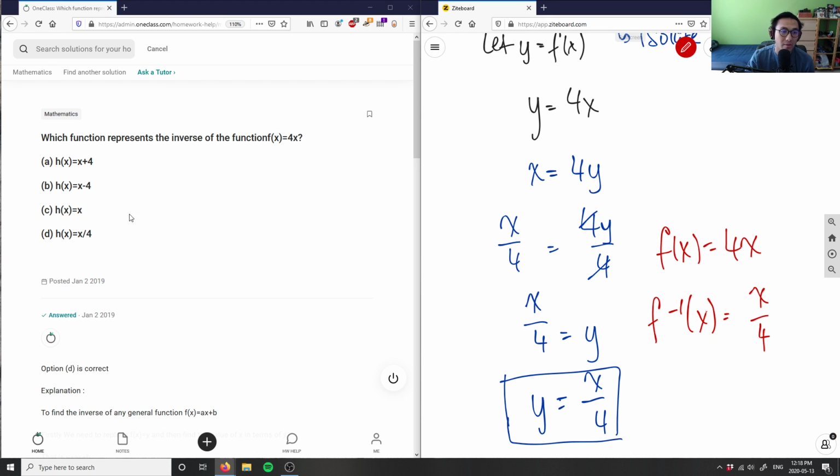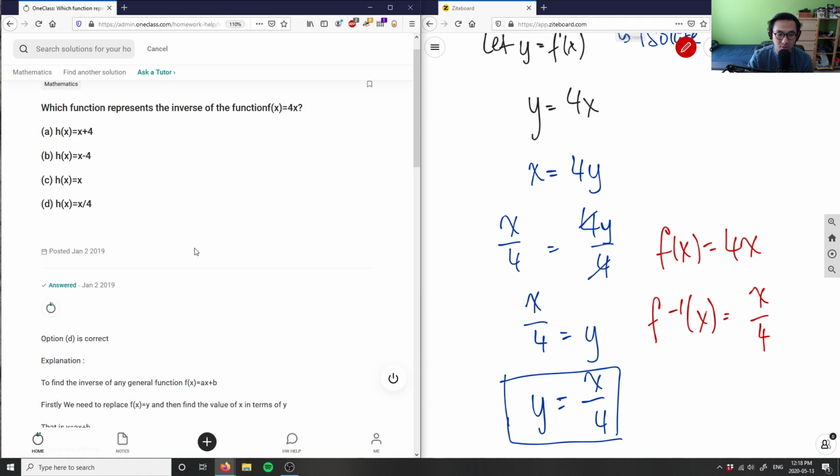In this case, the notation's bad, and they wrote h of x here, but we can say if h of x is our inverse function, then it's simply x over 4, and therefore d here is our correct answer.